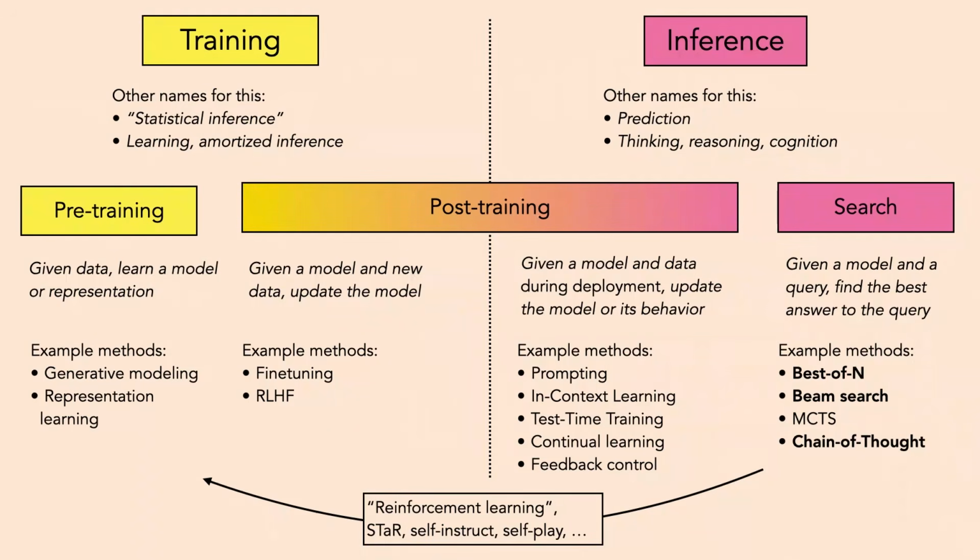Okay, so now let's talk about some search methods that are used in deep learning. And I'm going to talk about these three in particular: best of n, beam search, and chain of thought. We already saw chain of thought a little bit.